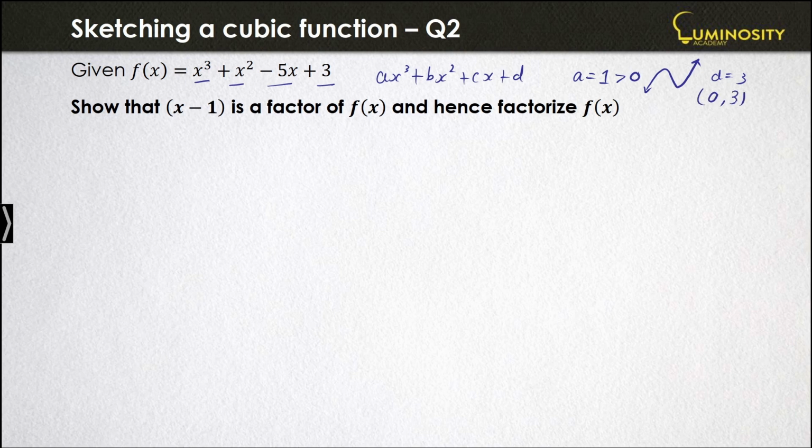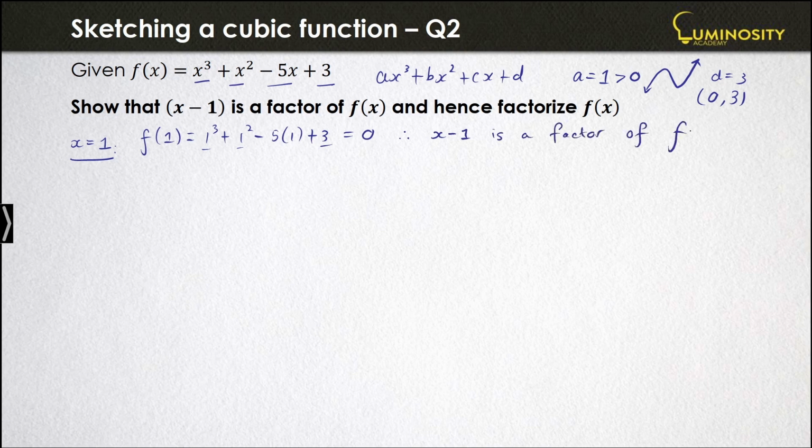The first question asks us to show that x minus 1 is a factor of f of x, and then hence to factorize it. To show that x minus 1 is a factor, by the factor and remainder theorems, we must show that when you plug in x equals 1, you must get 0. So f of 1 is 1 cubed plus 1 squared minus 5 times 1 plus 3. 1 plus 1 is 2, plus 3 is 5, minus 5 is 0. So therefore, x minus 1 is a factor of f.